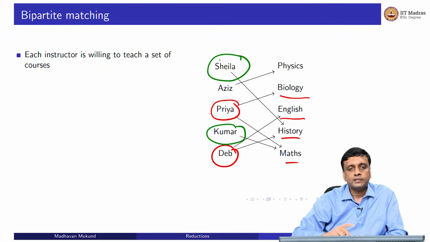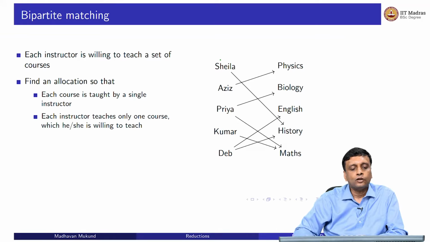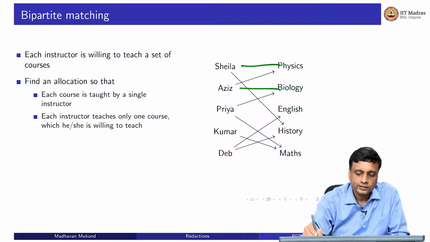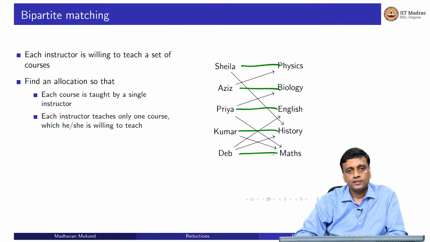So we now have to do this allocation. We have to allocate courses to instructors. So what do we want to do? We want to find an allocation so that each course is taught by one instructor. There's only one instructor per course. But we also want to keep the instructors happy, so every instructor should get a course which he or she is willing to teach. We could always do an allocation by just going across and saying the first instructor gets the first course, the second instructor gets the second course, and so on. But we want to respect these edges. So we want to make sure that the allocation respects these edges.